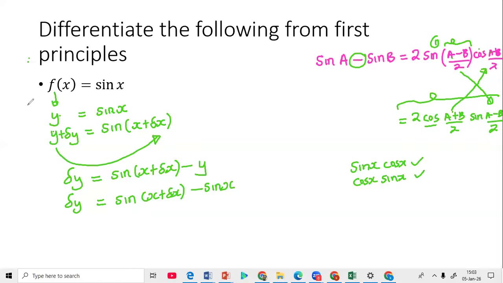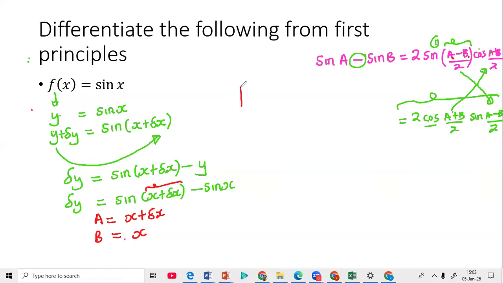After knowing that this is the substitution I'm going to use, you have to extract your angle A and angle B. So here our angle A is going to be x plus change in x. The whole of this is an angle. Then your B is going to be x. That means in our formula we shall substitute angle A as this and angle B as that. Allow me to use the third one, because people are more familiar with it.